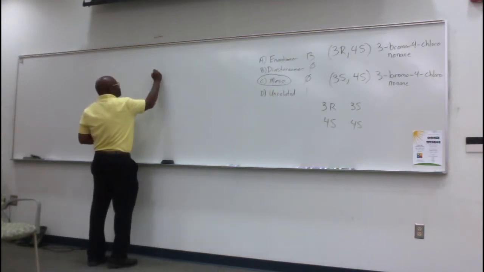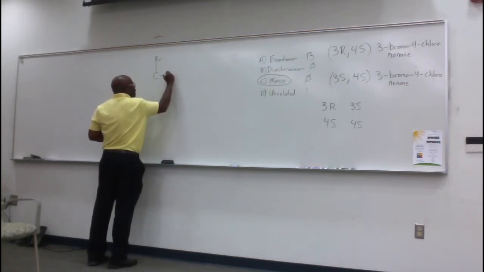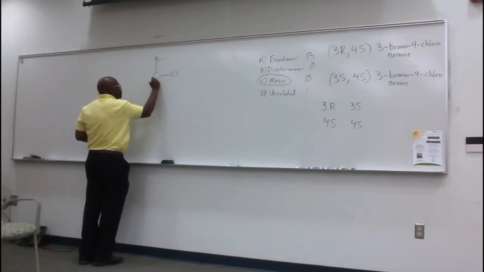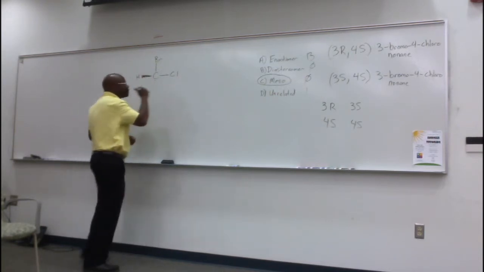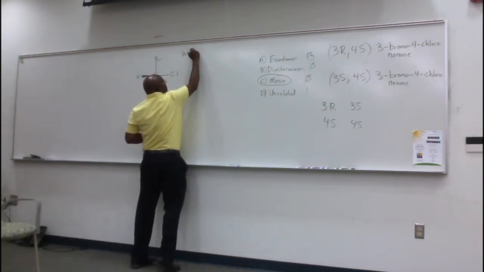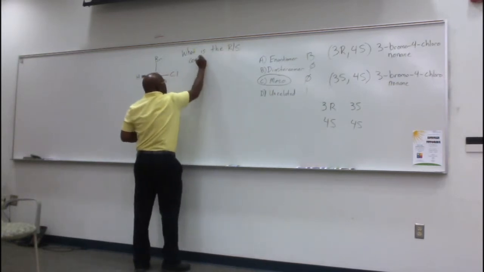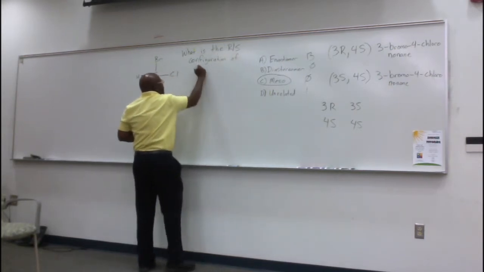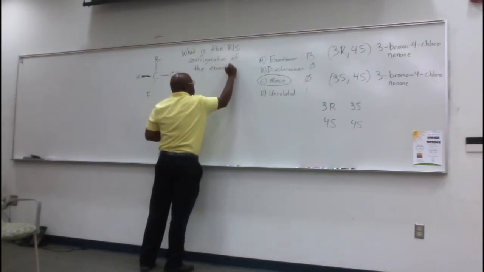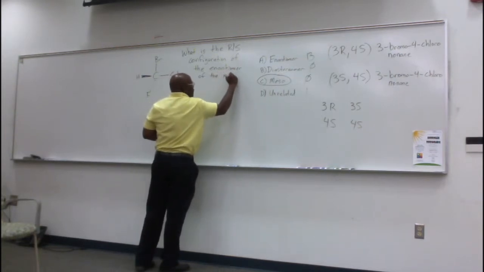I'm going to ask a question on an exam. We've got Br, Cl, F, H. What is the RS configuration of the enantiomer of the molecule to the left?